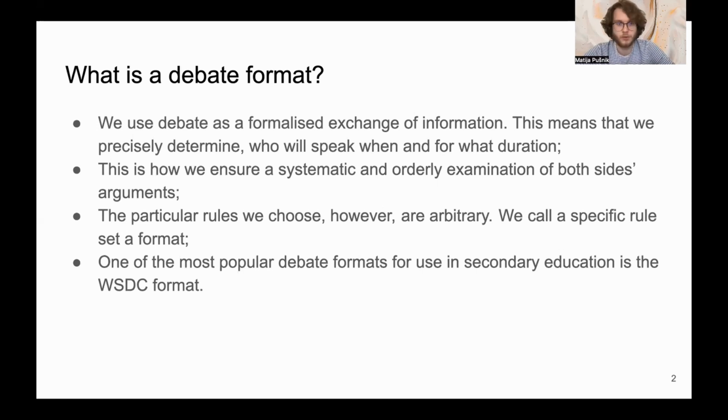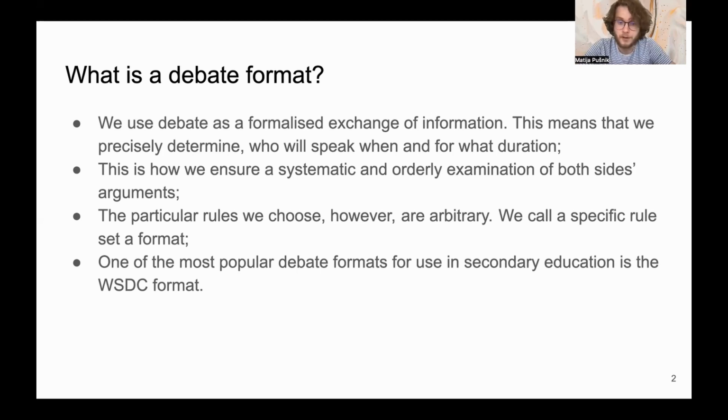Why do we do this? We do this because this is how we ensure a systematic and orderly examination of both sides and their arguments. However, the rules that we apply are arbitrary. There are several different parameters that you can change depending on your situation and what is happening. And we call a specific rule set a format.